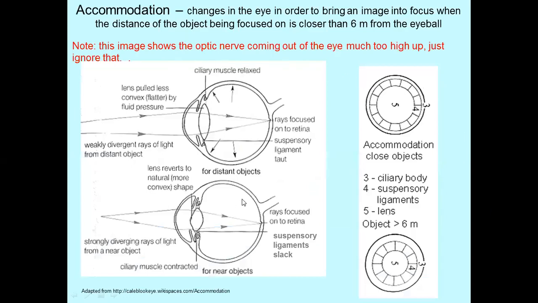So these are two quite nice pictures. The only thing is, for some unknown reason, the optic nerve comes out there, and you know that it doesn't. You know that it comes out there. Okay, all right, so this shows you really nicely. And then these two pictures show the ciliary body. So 5 is the lens, 4 are the suspensory ligaments, and 3 is the ciliary body. And please be so careful, because this is incredibly easy to mix up with the drawing of the iris and the pupil, because the iris and the pupil work in a very similar way.